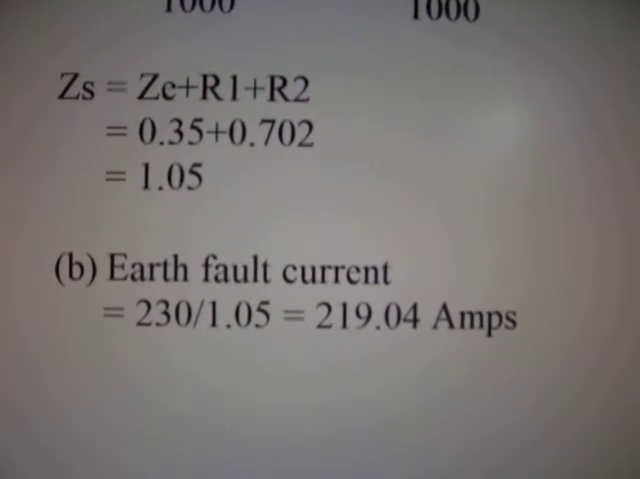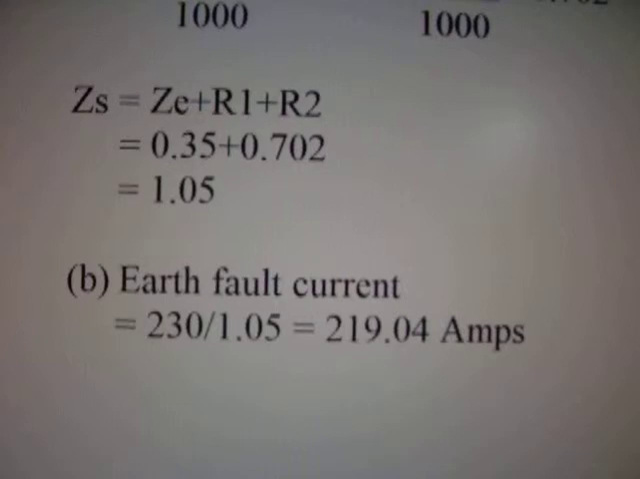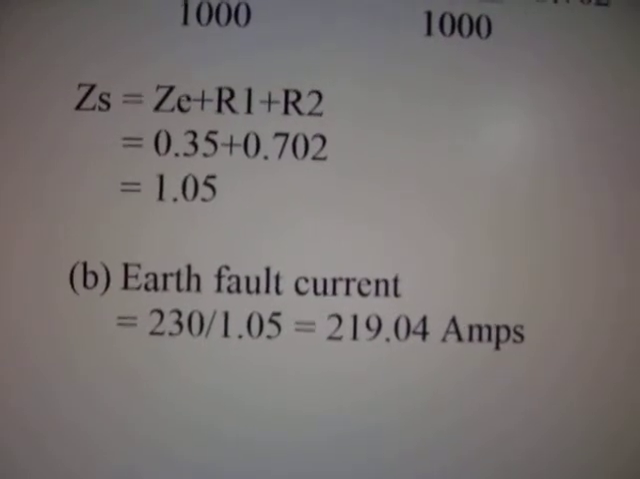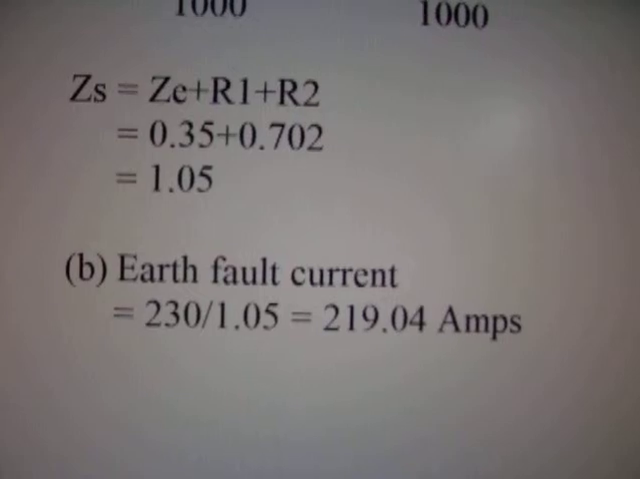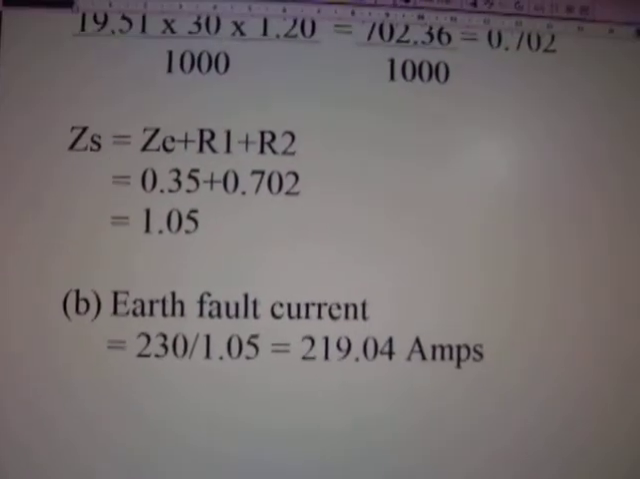Earth fault current. The supply voltage is 230 divided by 1.05 equals 219.04 amps. And you can now see that's the current we'll have flowing to Earth.